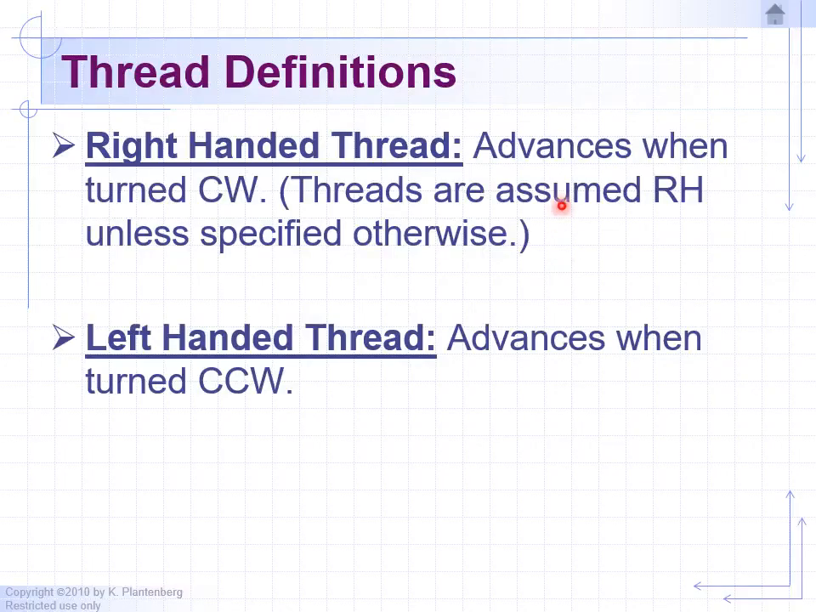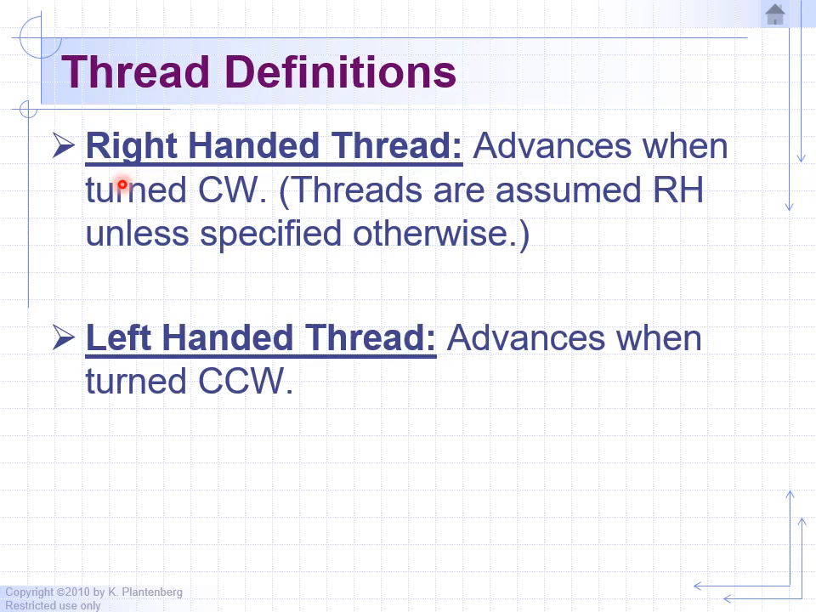Most bolts and nuts will have right-handed threads. That means that you will have to turn clockwise to tighten them. You will also encounter left-handed threads. In this case, you will turn counterclockwise to tighten them. Once again, most bolts and nuts will be right-handed.